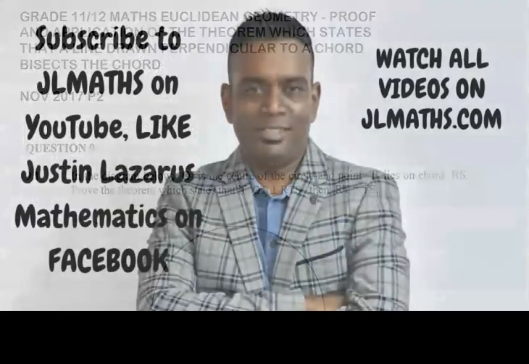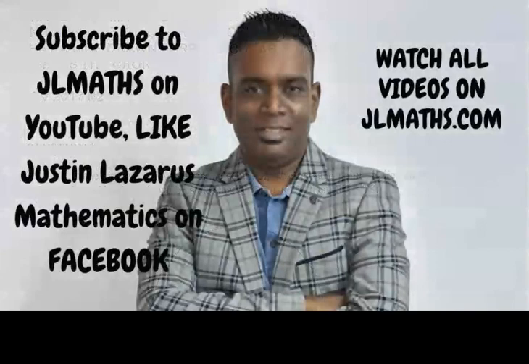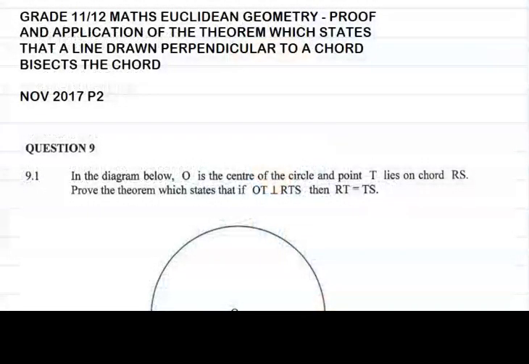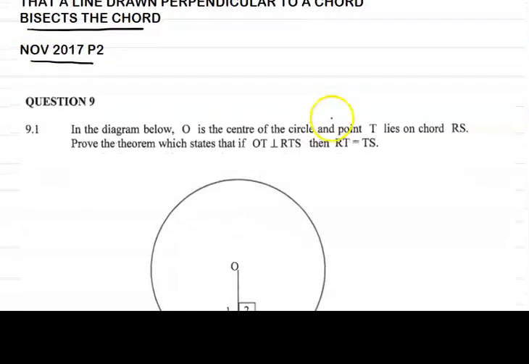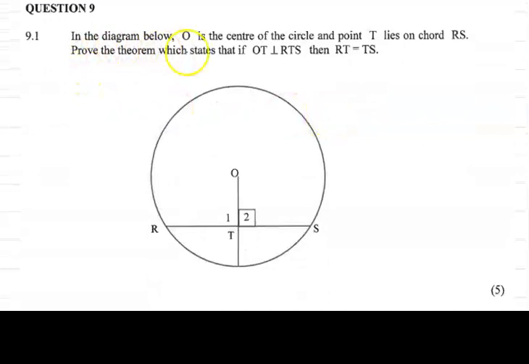In today's video lesson, we're going to be looking at grade 11 and 12 Maths Euclidean Geometry, proof and application of the theorem which states that a line drawn perpendicular to a chord bisects the chord. The question that we're going to be looking at is from the November 2017 paper 2, and it reads as follows. It says, in the diagram below, O is the center of the circle and point T lies on the chord RS. Prove the theorem which states that if OT is perpendicular to RTS, then RT equals TS.